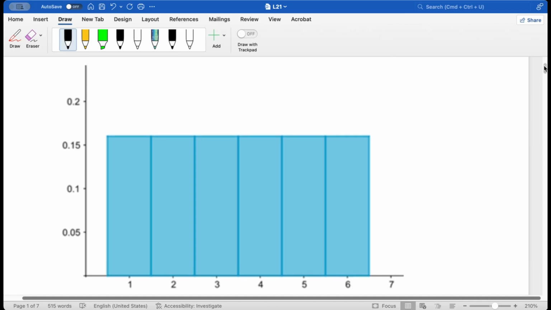And we see here that the probability is the same for each outcome, 1 through 6. The probability is 1 out of 6.